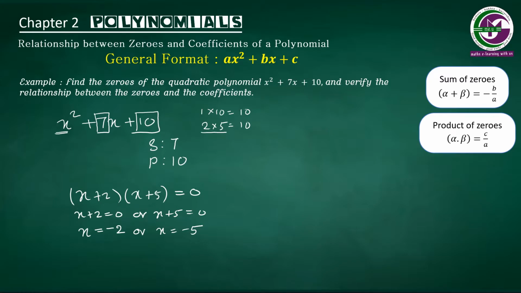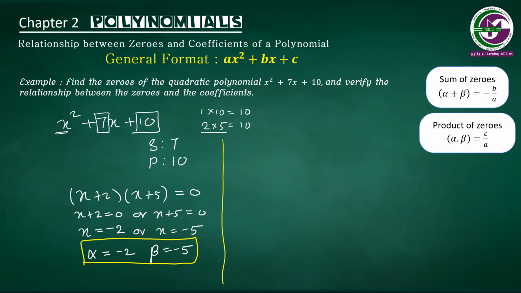We know that the zeros are denoted by alpha and beta, so we can say alpha equals negative 2 and beta equals negative 5. The first part is solved. We found the zeros of the polynomial. The next part: verify the relationship between zeros and the coefficients. We'll find the sum of the zeros from the answer. So what is alpha plus beta? Alpha plus beta is negative 2 plus negative 5, which equals negative 7, right?